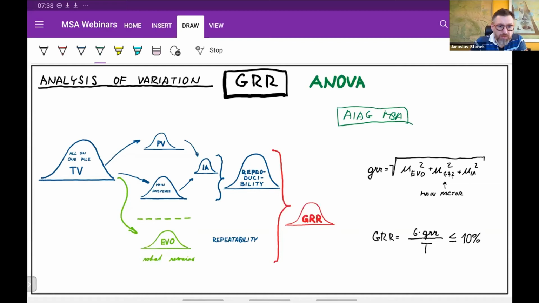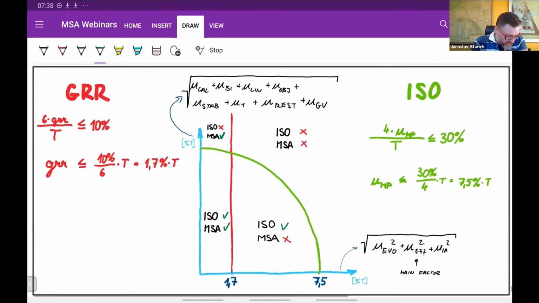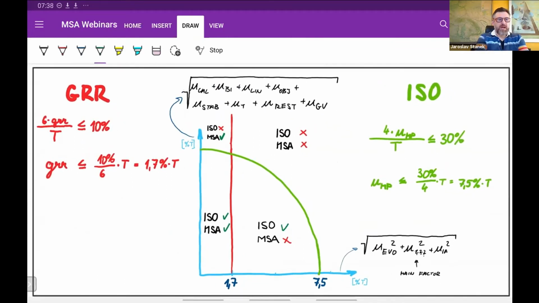So how do these two compare? If we reformulate what I have just said, we can state what the GRR is in terms of percent of tolerance. If we just divide the 10% by 6, we get 1.7% of tolerance. And on the other end, we divide the 30% by 4, and we get 7.5.